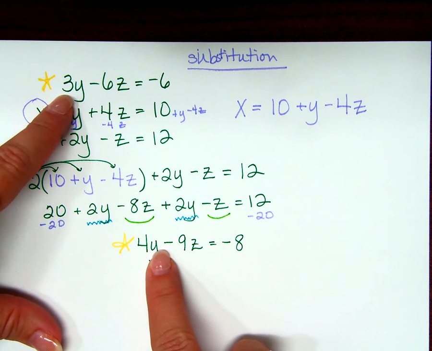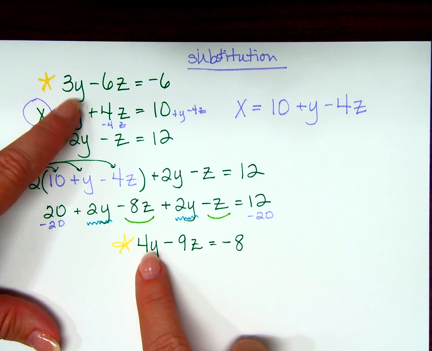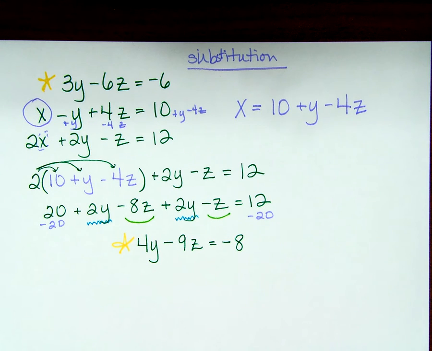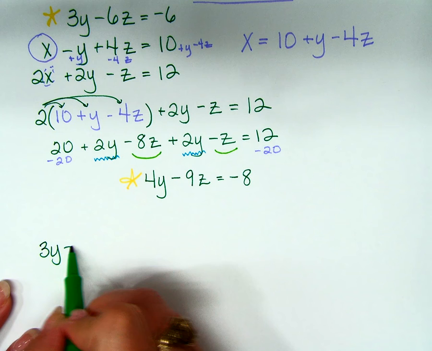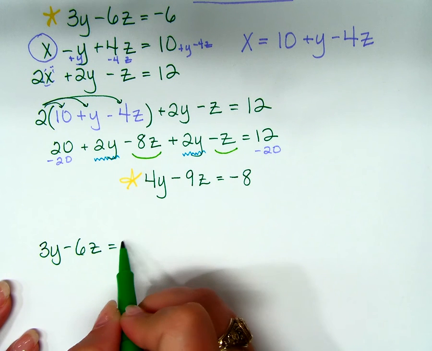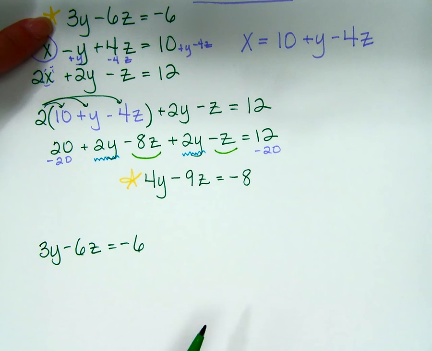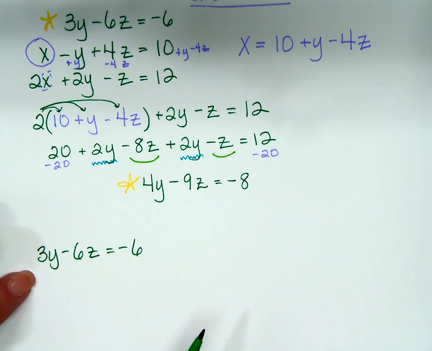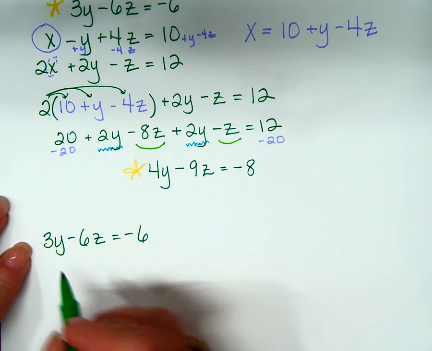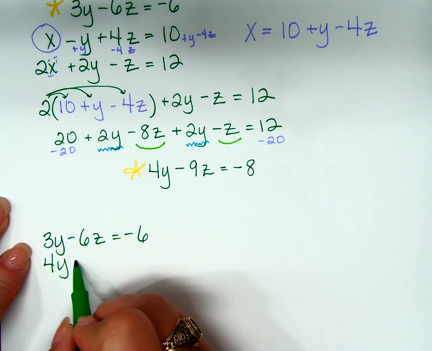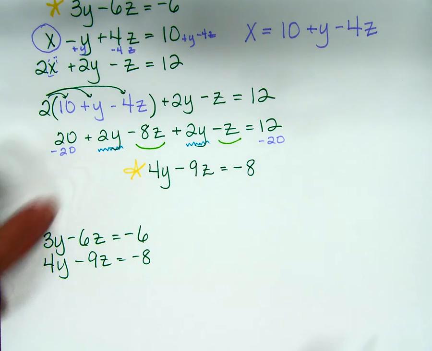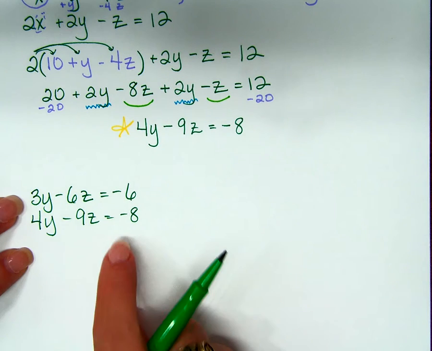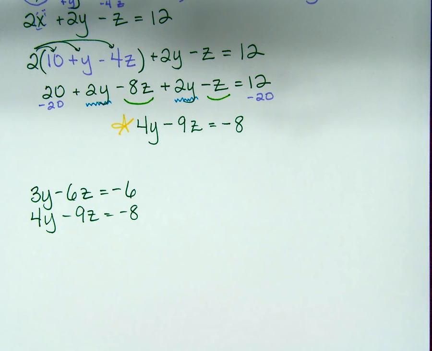So just looking at these two equations that I just put the yellow star by, this is my new system. Should I rewrite that separately? Would that help a little bit? Okay, I'm going to go ahead and rewrite that down here a little bit. 3y minus 6z equals negative 6. Now all I did was rewrite that equation right here. I'm just giving myself a little bit more space to work. And then 4y minus 9z equals negative 8. And that's just the second equation right here. Okay? Well, guys, this is just what we did yesterday, isn't it?